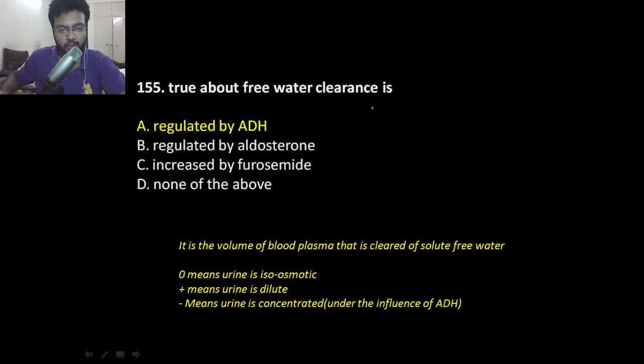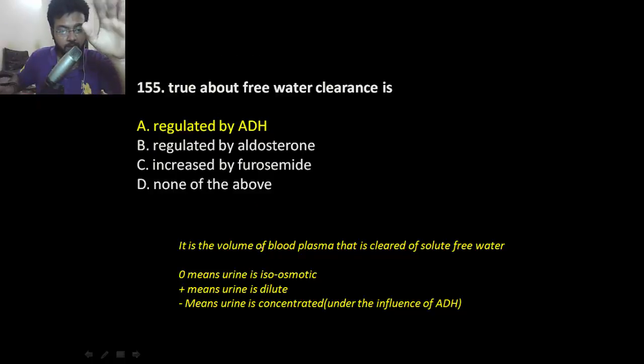True about free water clearance. What is free water clearance? It is the volume of blood plasma that is cleared of solute free water. That means the water which doesn't have solute in them. If it is 0, that means the urine and the blood plasma concentration is same.